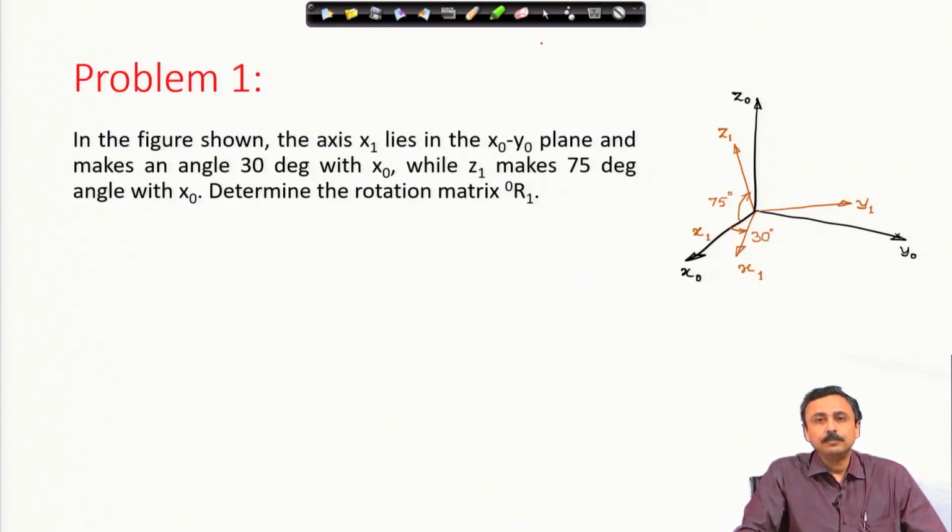Let us look at a problem. In the figure shown, the axis x 1 lies in the x 0 y 0 plane and makes an angle 30 degree with the x 0 axis. It has been shown in the figure, while z 1 makes 75 degree angle with x 0. Determine the rotation matrix R from 1 to 0. Now, we will not try to write down fundamental rotations about each axis and try to find this rotation matrix. We will find this rotation matrix solely using the properties of the rotation matrix.